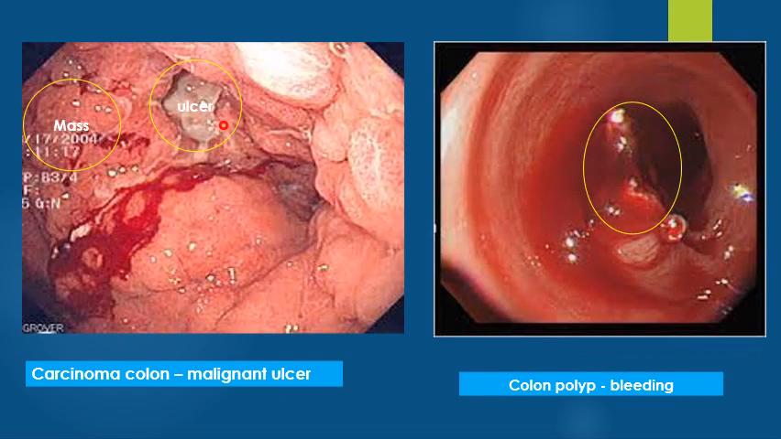And here is a picture of a colonic carcinoma, an ulcerative cancer of the colon with inflammation and involvement of the surrounding areas. And this is a colon polyp, actively bleeding.